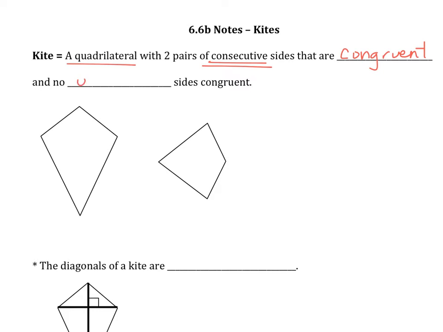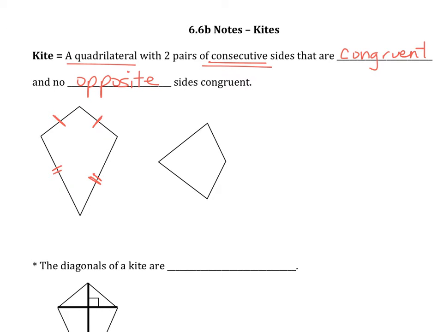and no opposite sides that are congruent. So you can't have sides across from each other that are the same. In other words, this side cannot be congruent to that side in a kite. It will not happen, okay? But your consecutive ones will be. So you'll have two pairs of consecutives that are congruent. These two will be congruent, and those two will be congruent.